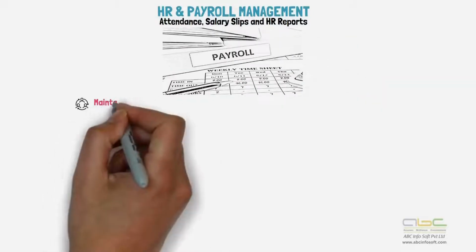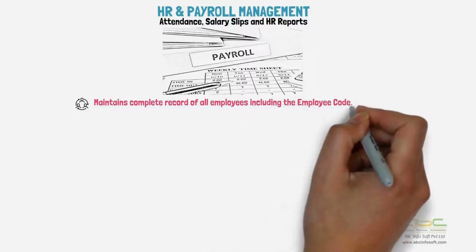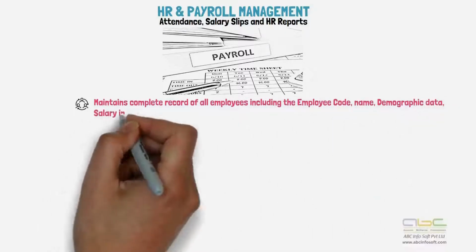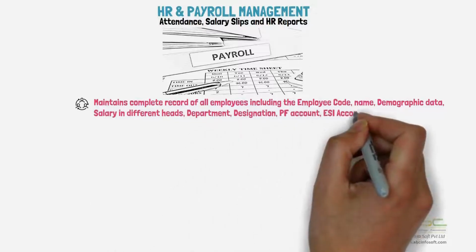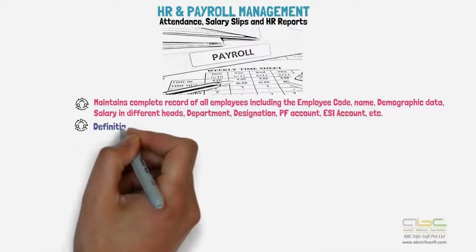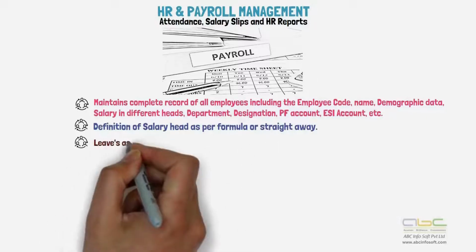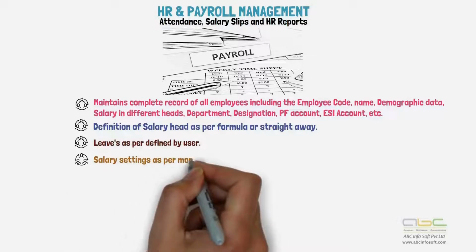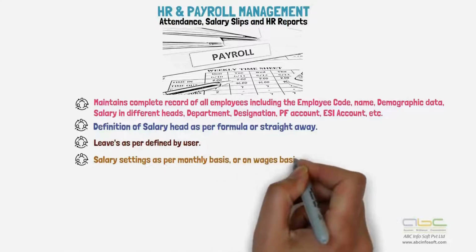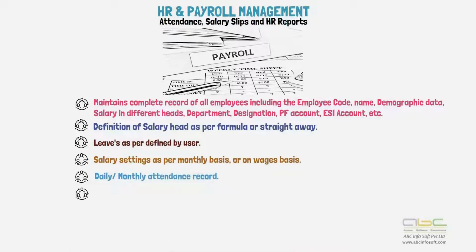Highlights. Maintains complete record of all employees including the employee code, name, demographic data, salary and different heads, department, designation, PF account, ESI account, etc. Definition of salary head as per formula or straight away. Leaves as defined by user. Salary settings as per monthly basis, or on wages basis. Daily, monthly attendance record. Short-term and long-term loans.